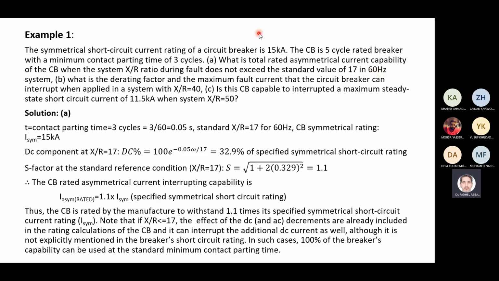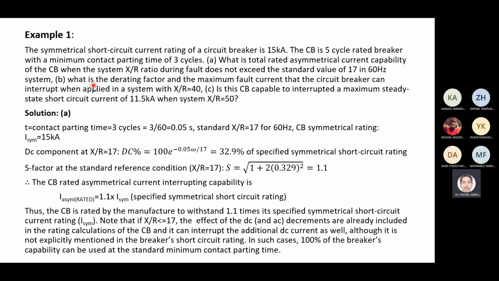Of course, this 15K is the symmetrical component at contact parting time. It includes a decaying DC based on the standard X to R ratio of 17 and 45 milliseconds. So the question here is: what is the maximum asymmetrical current that includes the AC and DC components together at the contact parting time?